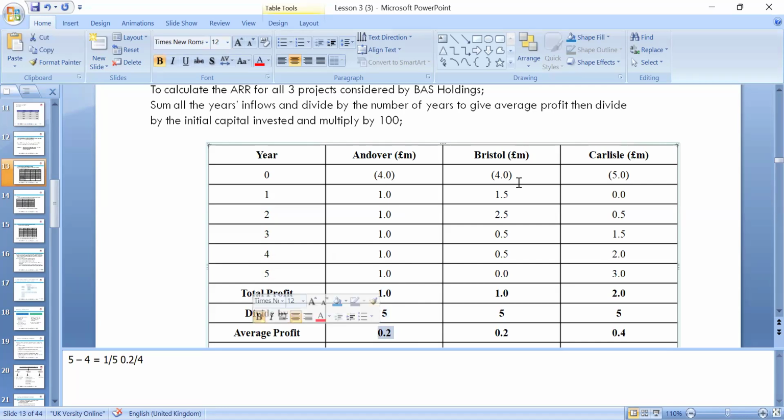If we look at project B, we get year one 1.5, 2.5, 0.5, 0.5. So you're getting exactly 5 million minus 4, you have 1 million profit divided by 5, so your average profit is 0.2. If I say you have two options to invest, which project will you go ahead with, A or B? Without looking at the percentage for the moment, both have average profit 0.2. Will you go for A or B?